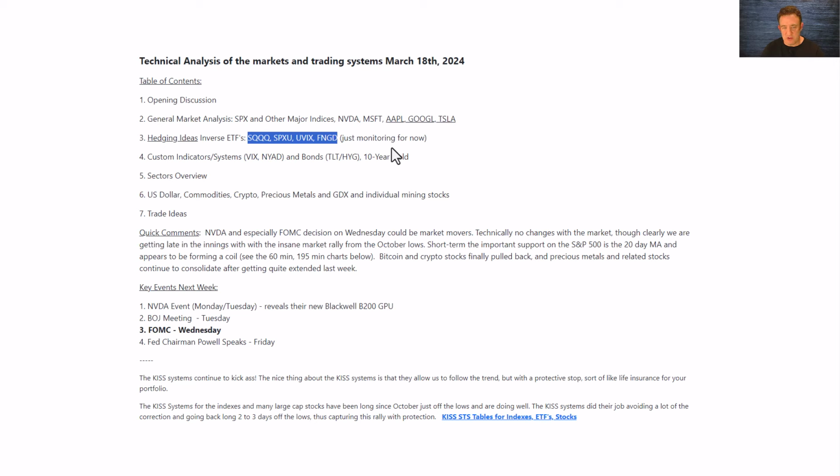a little bit loosey-goosey now. It's quite late in its trend. We're wondering if it still has one more pop higher. What I've noticed is that there's some very obvious coil patterns forming, and I'll show you on this S&P 60-minute and 195-minute charts when we get there. All right. Short-term support on the S&P 500 is that 20-day moving average.